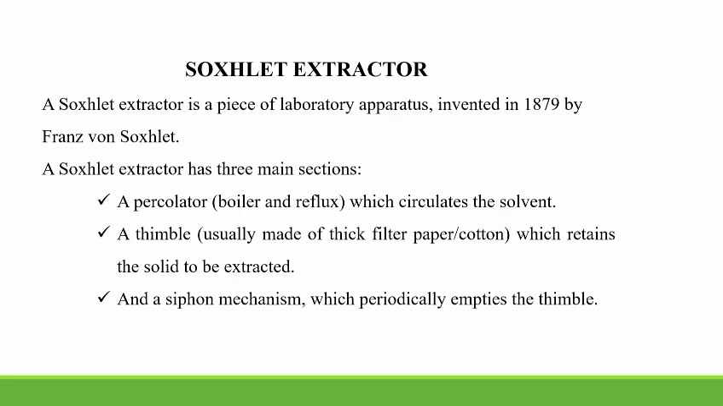The next one is the thimble. The thimble is where we pack the drug powders, and it is usually made of thick filter paper or cotton, which holds the crude drug to be extracted. And the next one is the siphon mechanism, which periodically empties the thimble. In the picture itself, we can see these three parts: the percolator, the thimble, and the siphon.